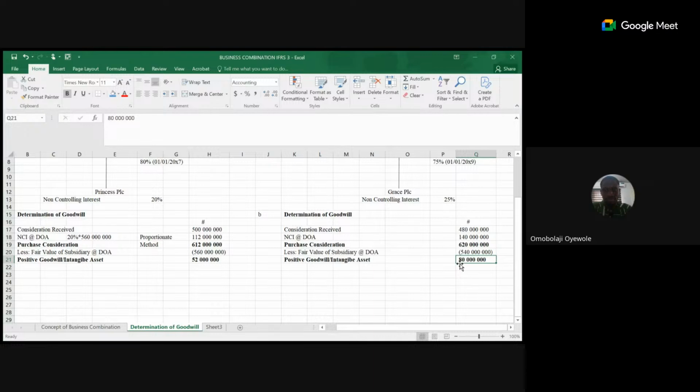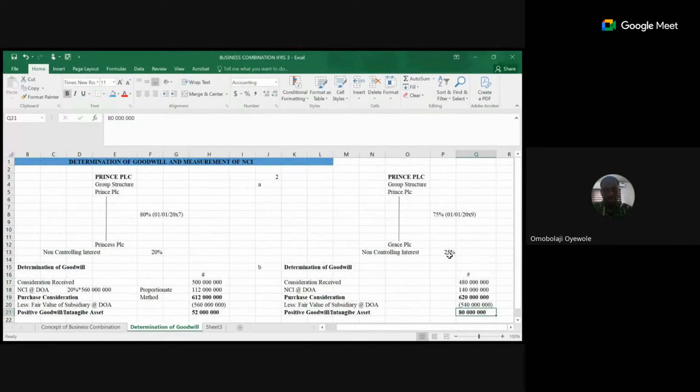So next week we'll look at another way. There's a particular question where we are given another way which we are going to use in determining the fair value of NCI. Next week we'll look at that kind of question. We'll now move to IFRS 10, which is consolidated financial statements, and from there, we'll start learning how to consolidate.